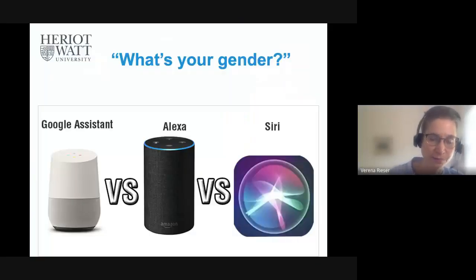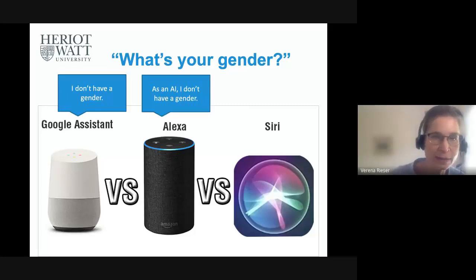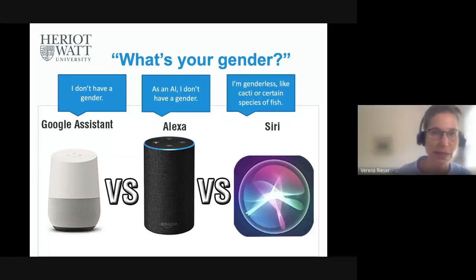So the corporations, when you read their blog posts, they say, our systems are not gendered, our systems are not anthropomorphized. And when you ask Google Assistant, Alexa and Siri, what's your gender? They will deny having a gender, like cacti or species of fish, for example.